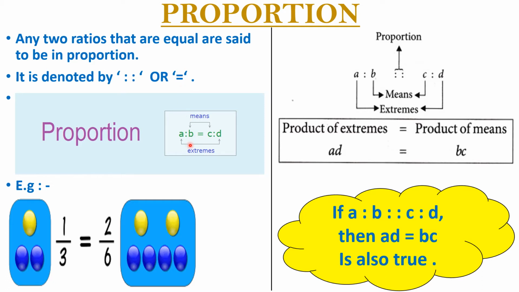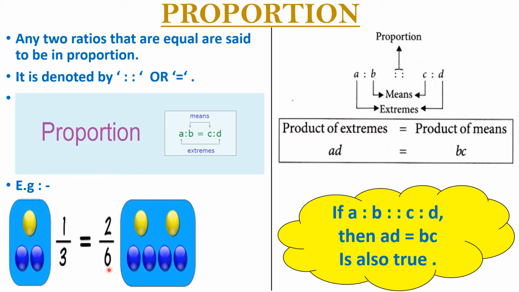Let A is to B and C is to D are two ratios. When A is to B and C is to D ratios have same value, then we can say that A is to B is in proportion with C is to D. Let us take an example. The yellow part of this figure can be represented by 1 by 3, which is equal to 1 is to 3. And the yellow part of the second figure can be represented by 2 by 6, which is equal to 2 is to 6. Children, you can see here both the ratios have same value.